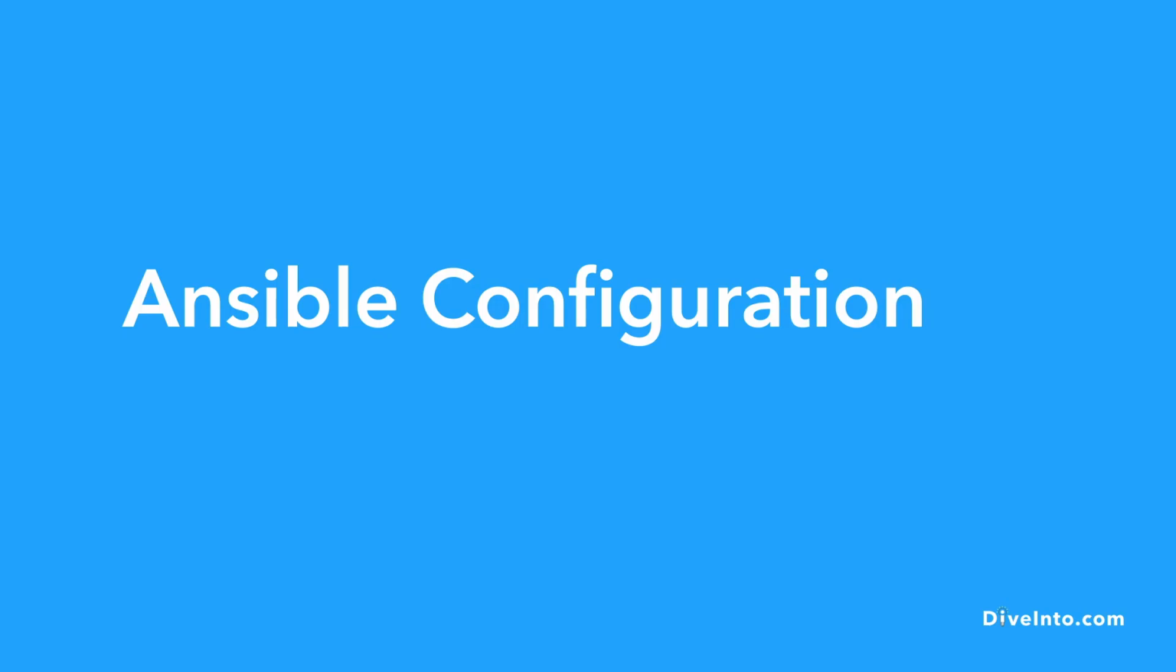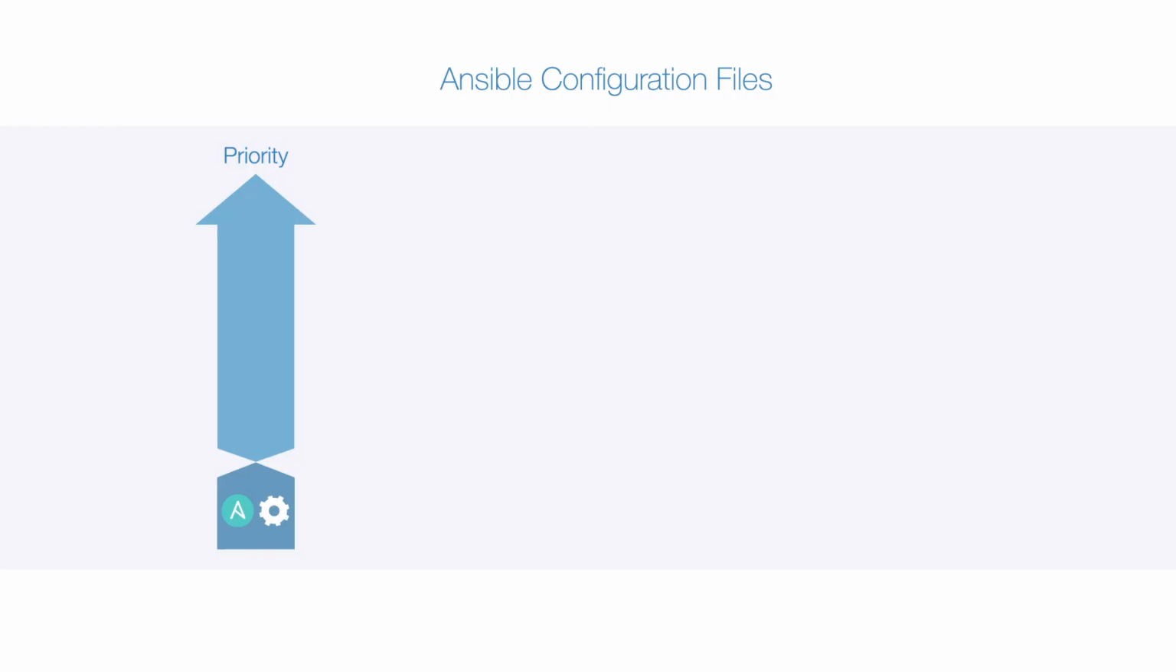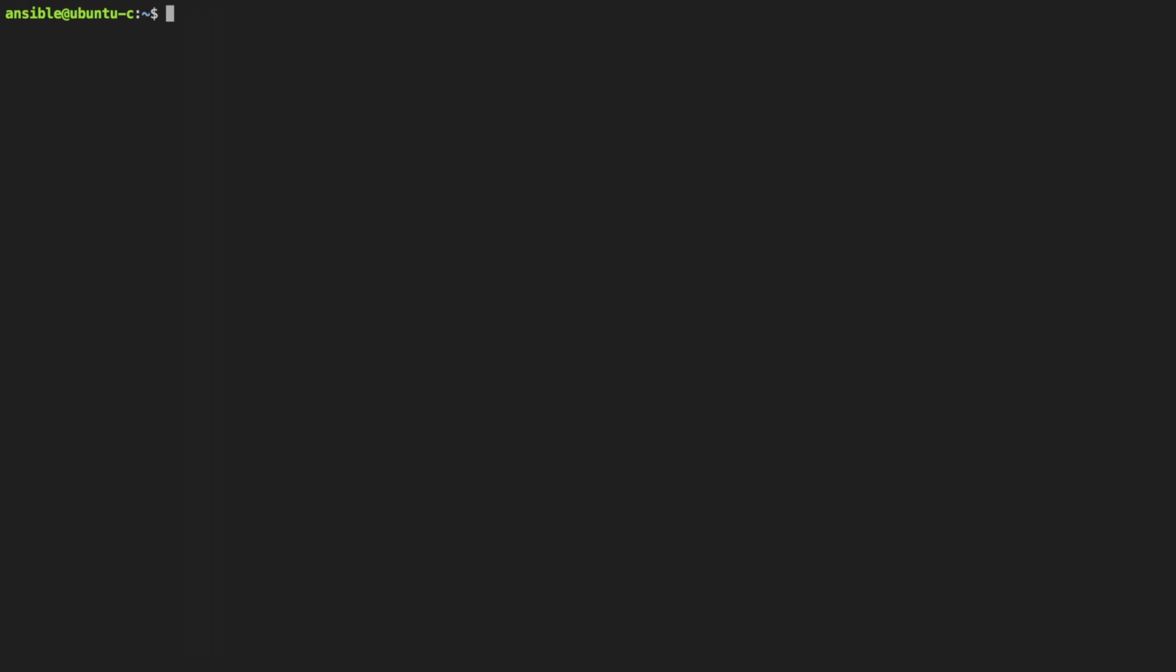Join me in this video, Ansible Configuration. Ansible can make use of an associated configuration file where it will make reference to this configuration file with regards to how Ansible should operate and the resources that it uses. We're going to start this off on our Ansible control host, Ubuntu-C. And quite simply, we're going to run the command ansible --version.